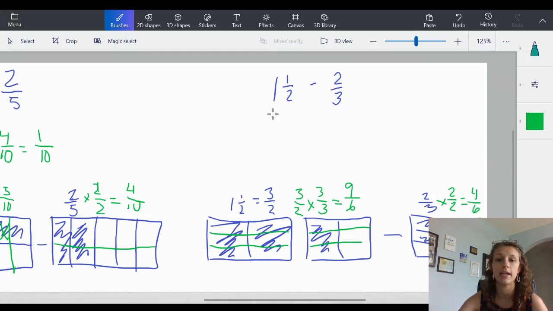All right, so I can go ahead and rewrite this. 1 1/2 is the same as 9/6. 2/3 is the same as 4/6. 9 take away 4 would give me 5, and my unit is 6.